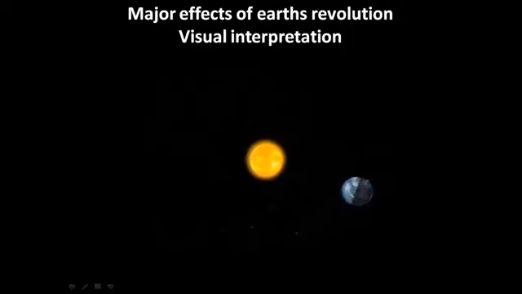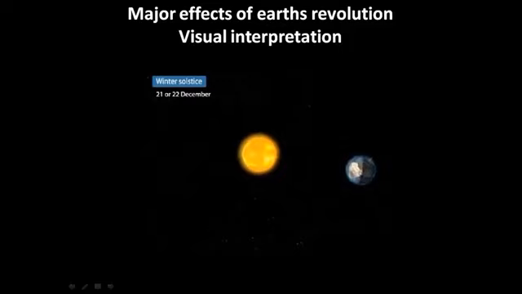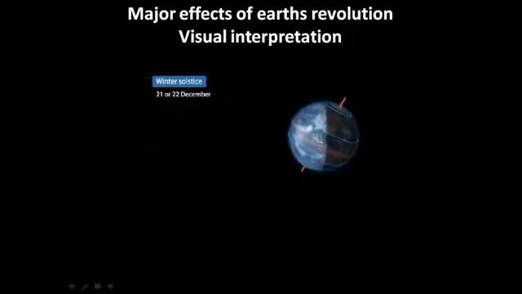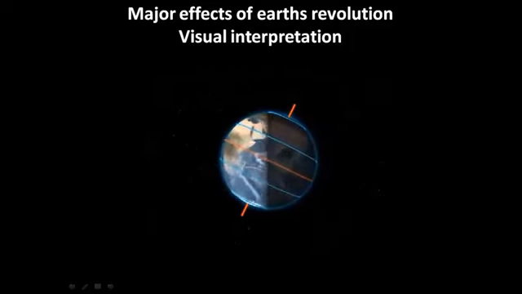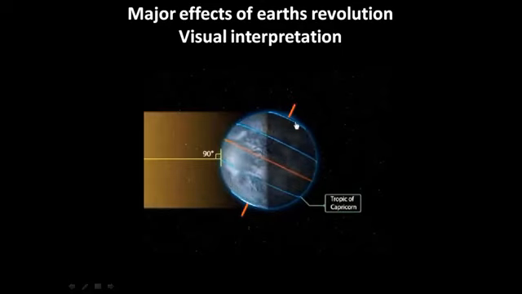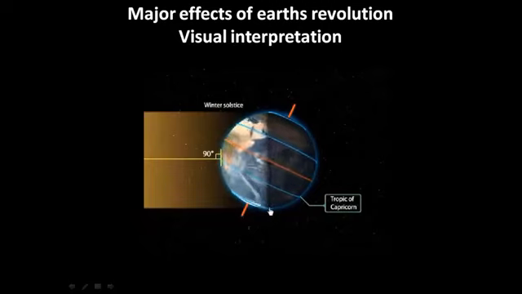While the Earth is revolving about the sun, now it will reach the position where Earth will experience winter solstice, 21st of December. As you can see, Earth is tilted on its axis and the direct rays of the sun will fall on Tropic of Capricorn at 90 degree. As you can see, half part is illuminated and half part is in dark.